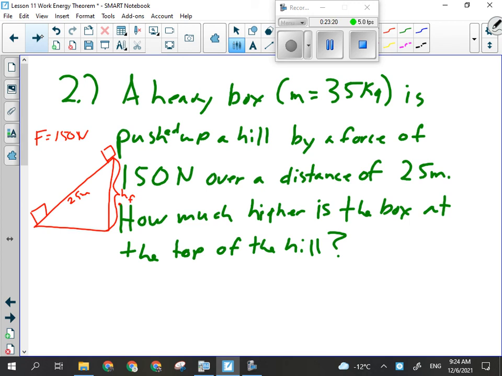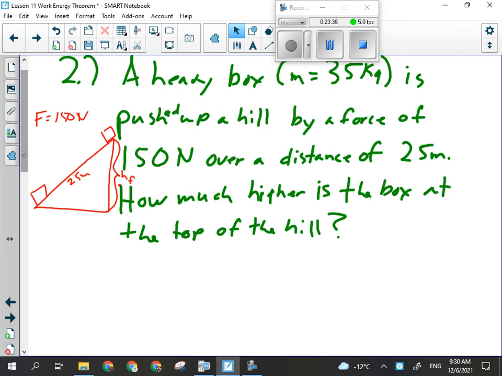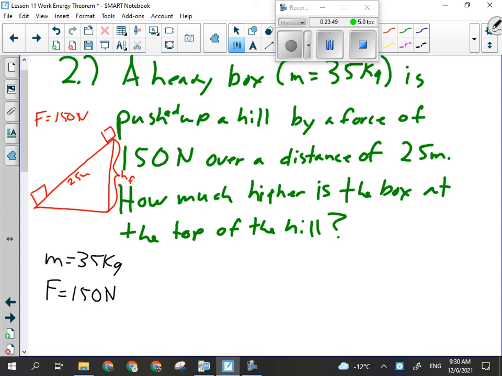See how we do. We're looking for how much higher the box is once it's at the top of the hill. If you start at the bottom of the hill, what is your initial height? All right, so we have the mass of the box as our first given. It's 35 kilograms. It's being pushed up a hill by a force of 150 newtons. So they gave us the force. And that's over a distance of 25 meters. In other words, the ramp is 25 meters long. How much higher is it when it's at the top of the hill?